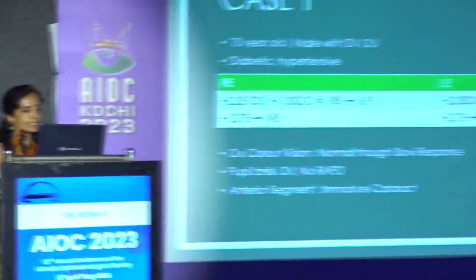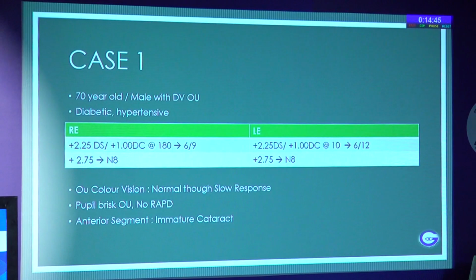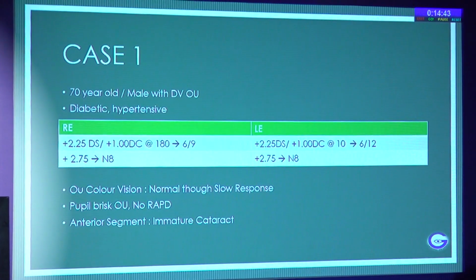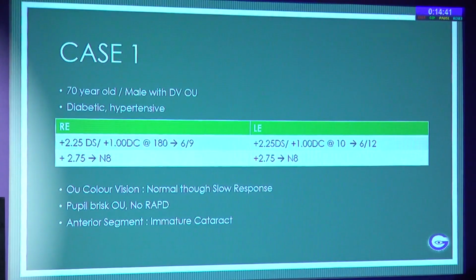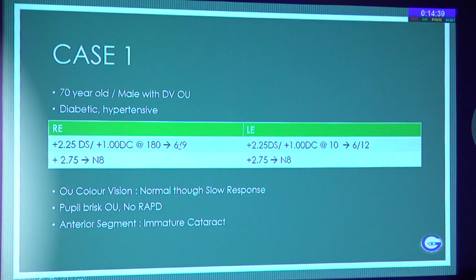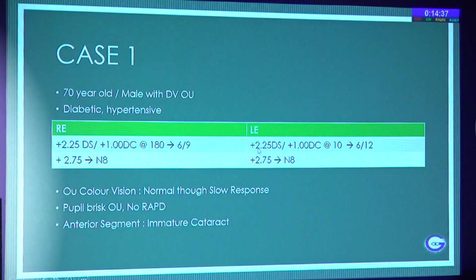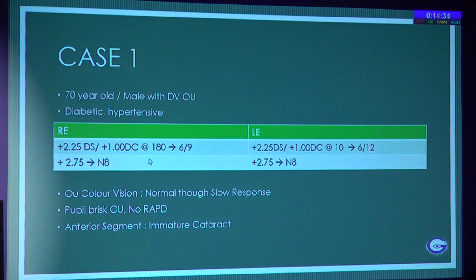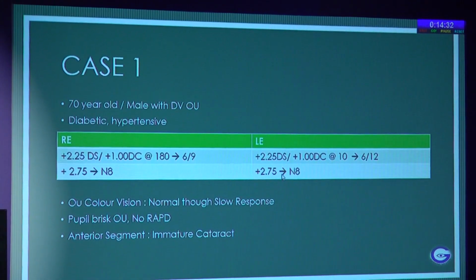So this was a 70-year-old male who came to us with defective vision of both eyes. He has diabetes, he's hypertensive. So like Natasha was saying, this is the kind of scenario. He's 6/9 in the right eye, 6/12 in the left eye. Near vision is N8 in both eyes.